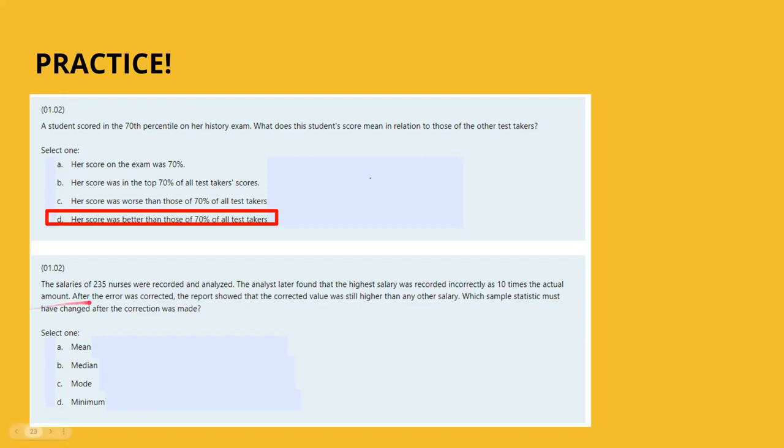Well, if it's higher than any other salary, then mode would not change. And we're saying must have changed. There are some that possibly could have changed. The median possibly could have changed, but it depends on the layout of the data. If there was a bunch of 18s in a row or something, then it might have not changed. But we know for sure that the mean must have. The minimum obviously didn't. Hopefully we know that.